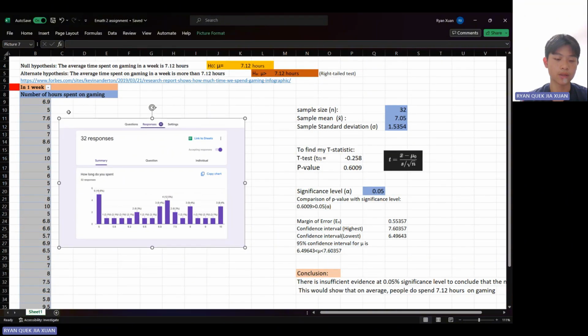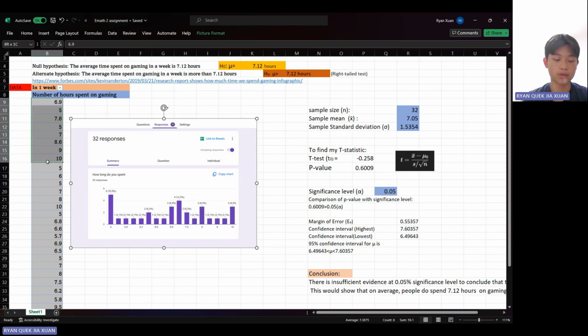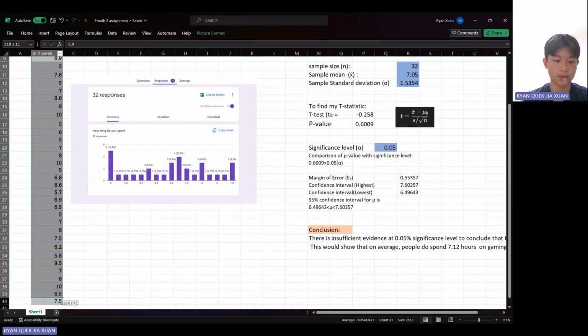Right here is a picture of 32 pieces of data that I've collected from users that shows the number of hours spent on gaming in a week. These values are also shown in the Excel table here.